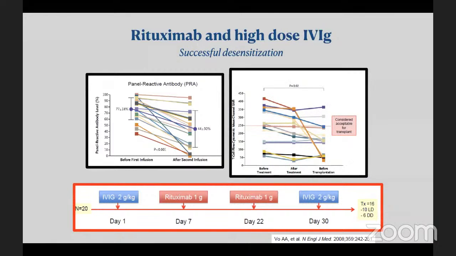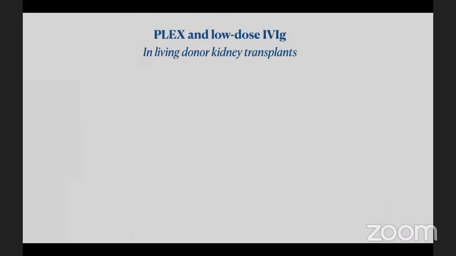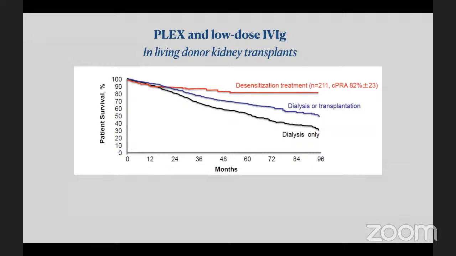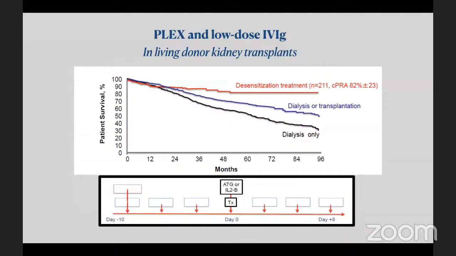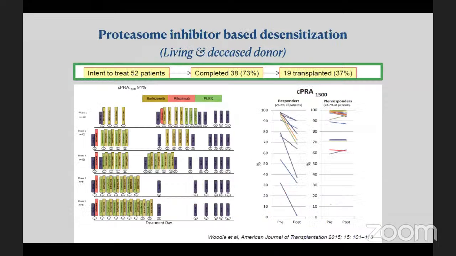And this was a slightly better result as compared to the last. This was the plasma exchange and low dose IVIG regimen. This was a very interesting paper by Montgomery and group, where they gave patients the desensitization regimen, and they found that these patients had a better survival as compared to dialysis, or if they go in for a transplant with a positive DSA. They used plasma exchange and low dose IVIG, and they found there was a significant improvement in the survival.